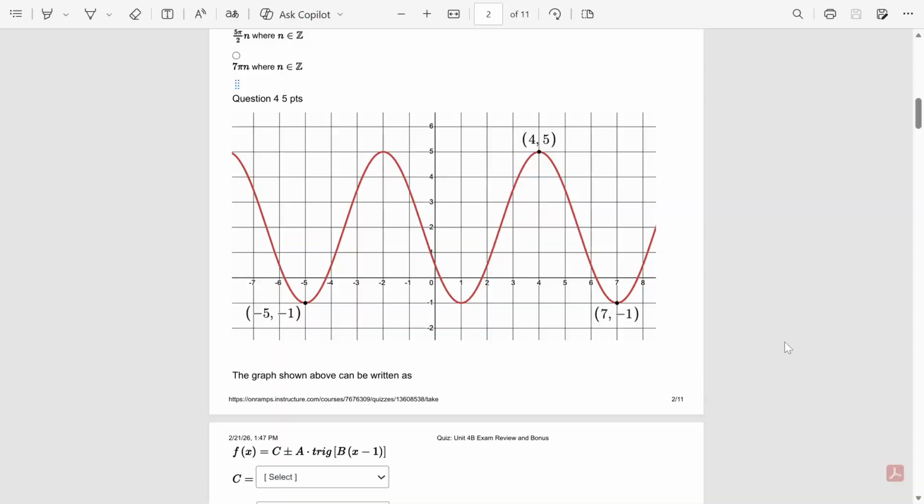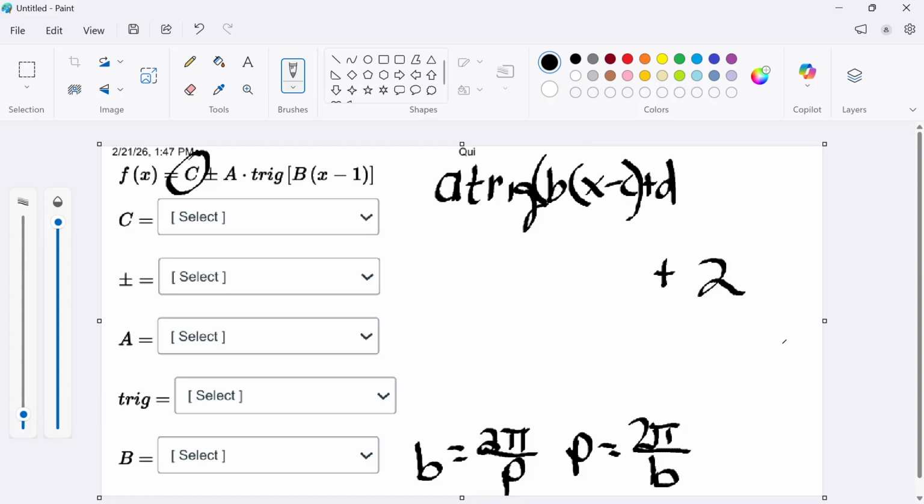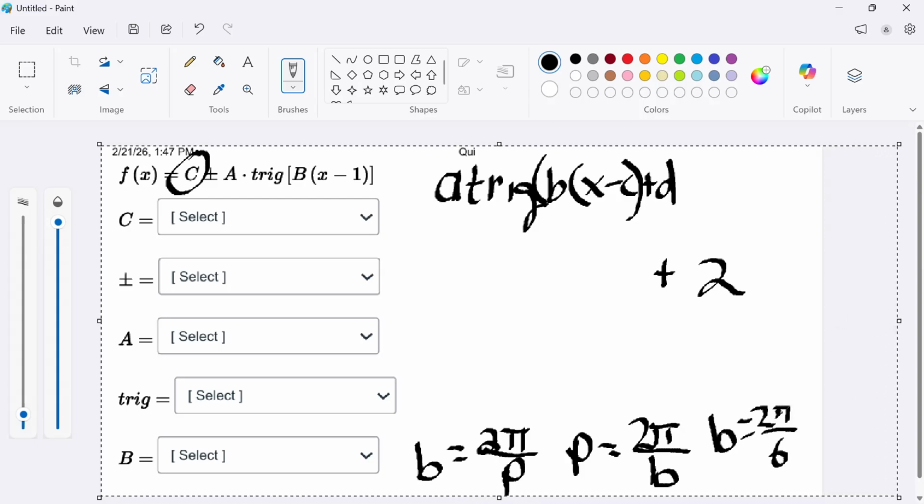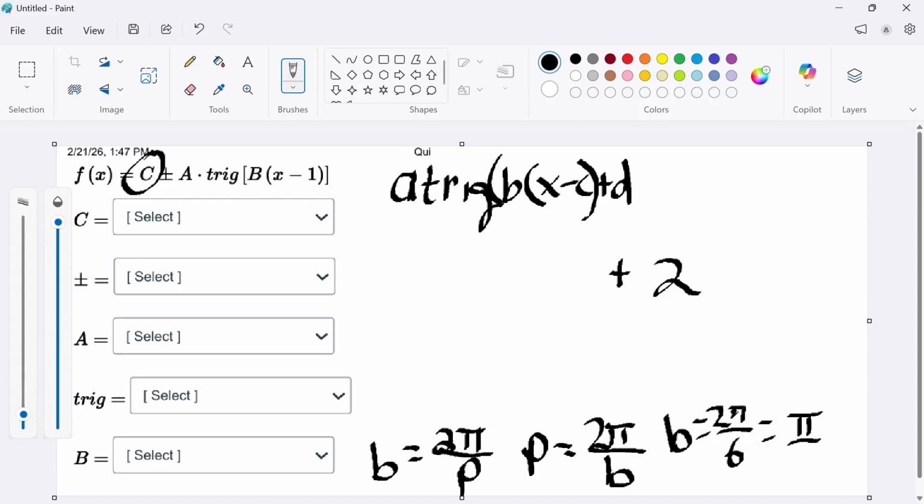The period is, well, I can kind of see here, it's 1, 2, 3, 4, 5, 6. The period is 6, and I can look at this one too. From -5 to 7, the ones they actually give us, it's 12, but that's 2 periods. 12 divided by 2 is 6. So the period is 6, so b equals 2 pi over 6, which equals pi over 3. So this is going to be pi over 3. And they say x minus 1. So I know it looks like that.